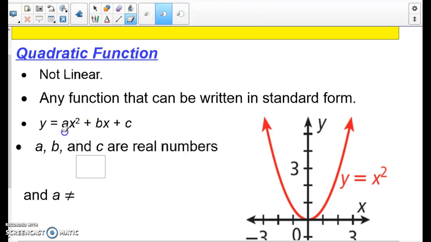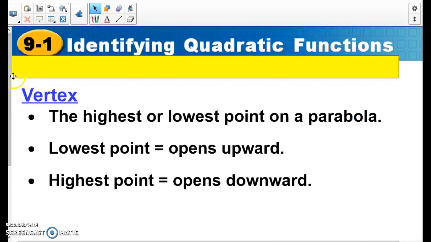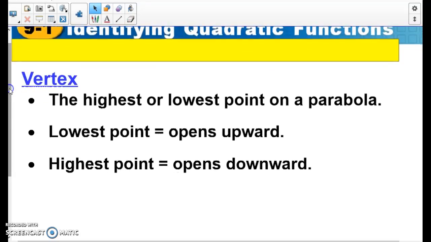So a can't be 0. Otherwise, that messes everything up. If a does end up being 0, we would just say no, it's not a quadratic function. Vertex, so you know where the highest or lowest point of the parabola is, pretty much where that turns into a U, that bending point there.